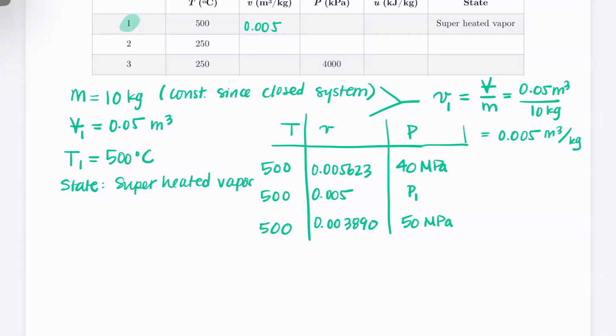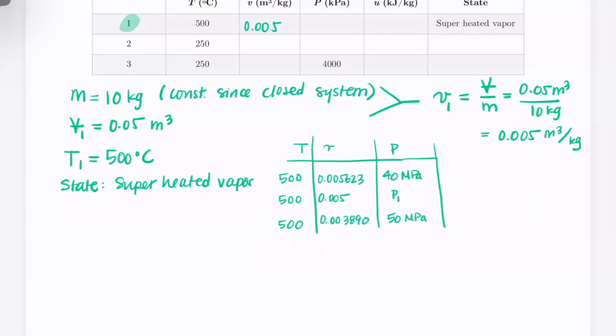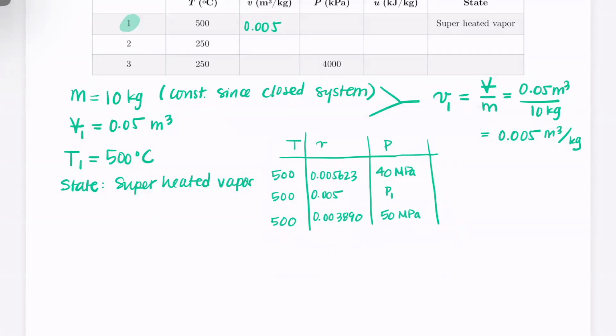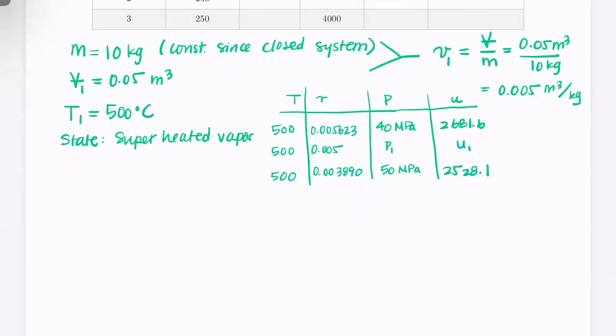And then we also want to do this for internal energy. I'm going to scooch this a little bit. I want to write this down for internal energy as well, and we have 2681.6, with U1 being what we're trying to find, and then 2528.1. Is everybody good with the interpolation table so far? All right, let's set up our interpolation for P1 and U1.